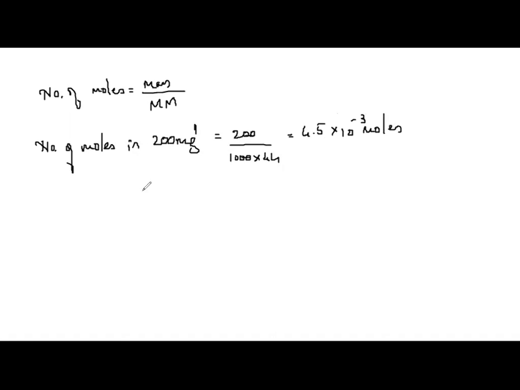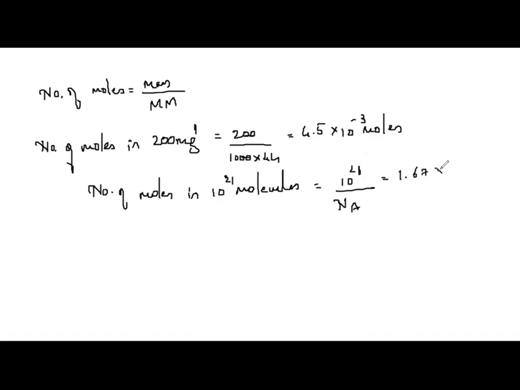But I don't want it in moles, I want it in molecules. So let us see the number of moles in 10 raised to 21 molecules. How do we do it? Given molecules upon Avogadro number. So what do we get? We get 10 raised to 21 divided by 6.02 into 10 raised to 23. The answer comes out to 1.67 into 10 raised to minus 3 moles.